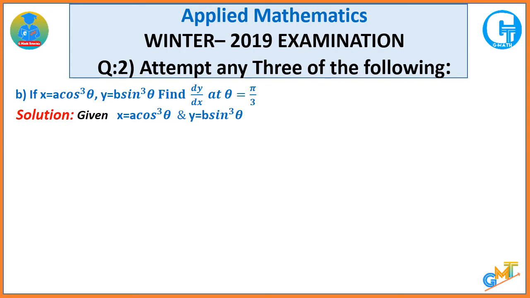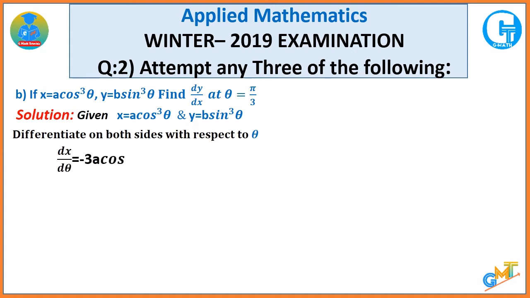b sin cube theta. Now differentiate on both sides of x and y with respect to theta, we get dx by d theta is equal to minus 3a cos square theta into sin theta. This is happened because derivative of x raised to n is n x raised to n minus 1. That's why cos cube theta derivative is 3 cos square theta, and then derivative of cos theta is minus sin theta. That's why dx by d theta is equal to minus 3a cos square theta into sin theta.